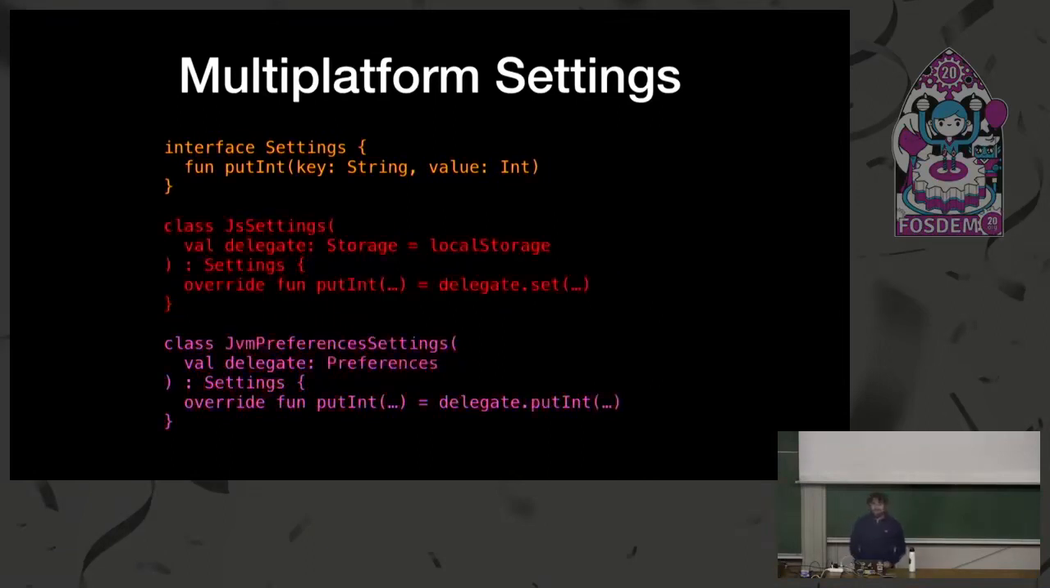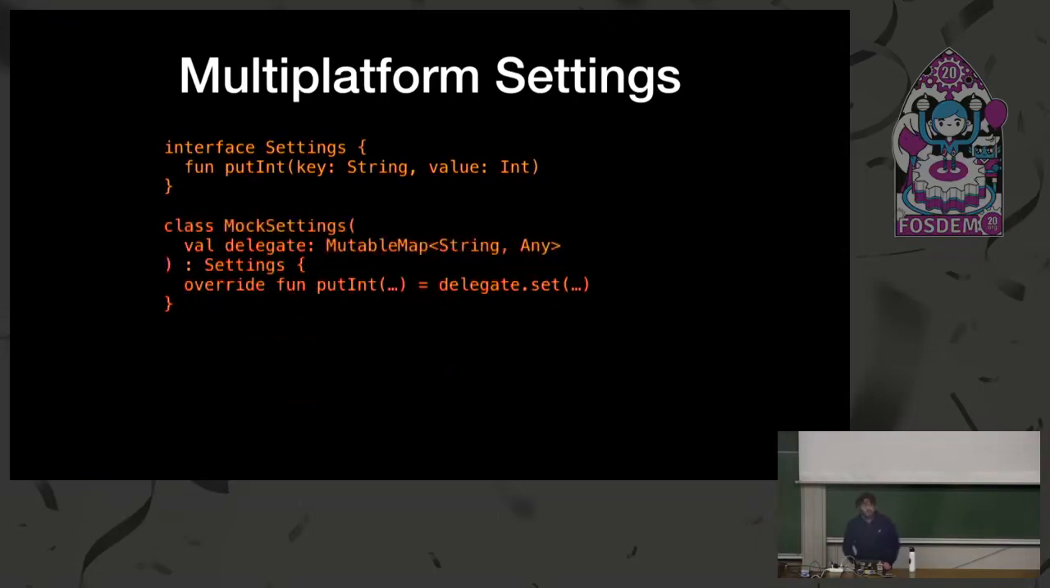Over time, I've added more platforms. So there's a JS settings, which wraps local storage in JavaScript. And there's other pure JVM implementations. This one, as an example, wraps the Java preferences API.